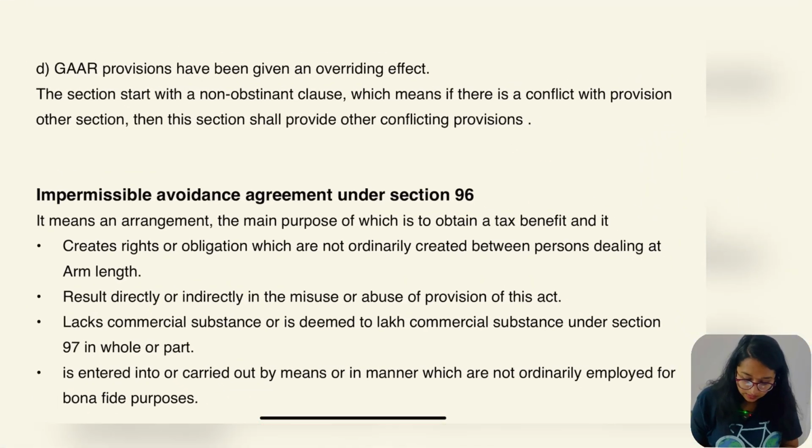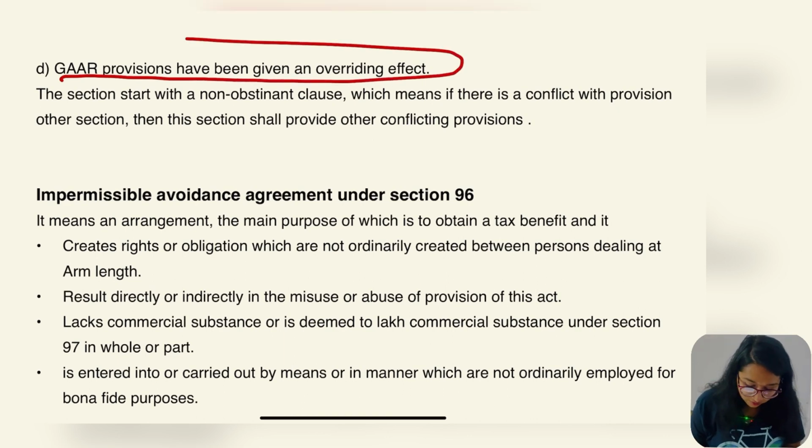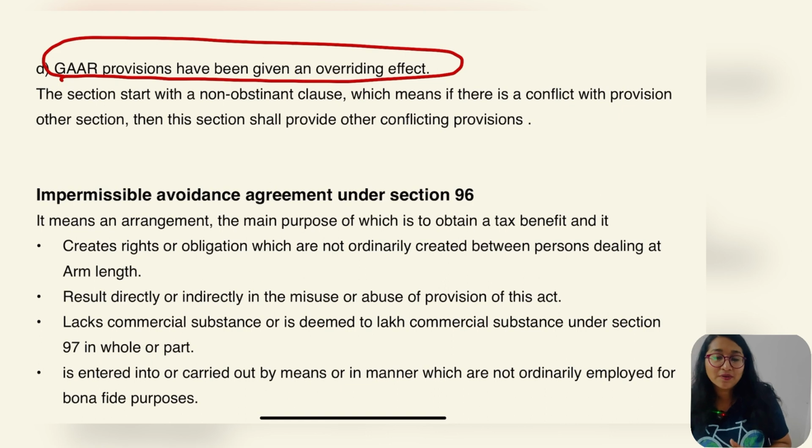Now there is one more point which says GAAR provisions have been given overriding effect. We have seen this. Do you remember? I have already mentioned this point in DTA. If there is a DTA provision and an income tax provision, what are we going to take? Any provision which is more beneficial to the assessee, right? Whether it is a DTA provision or any of the income tax provisions. But what if a GAAR provision is there?